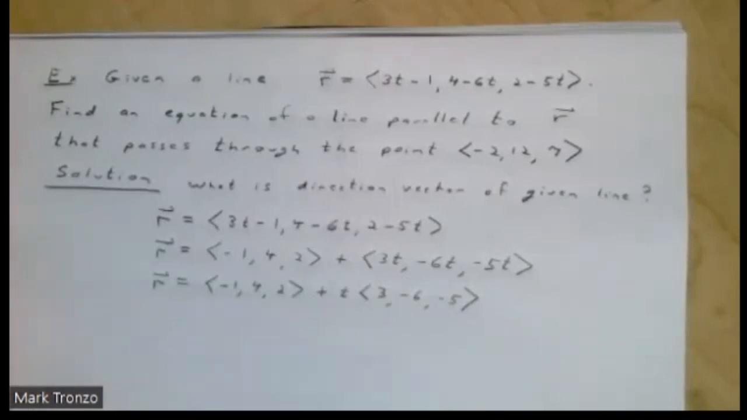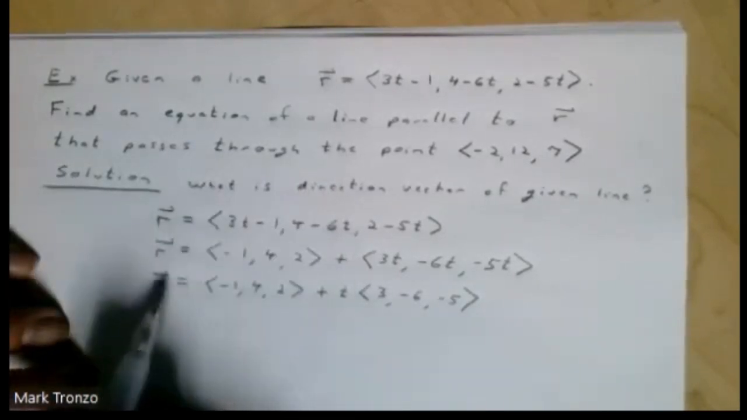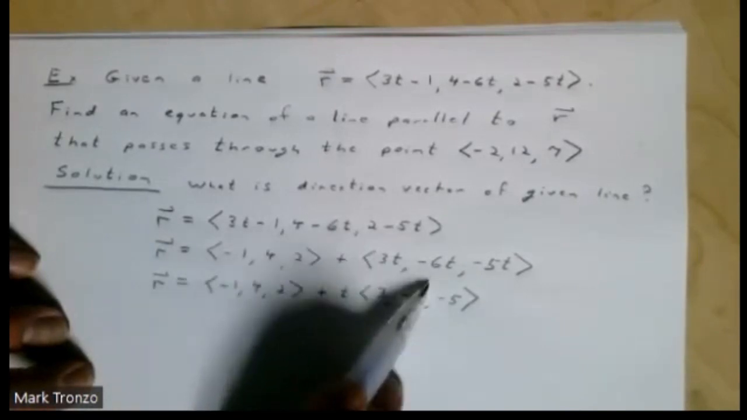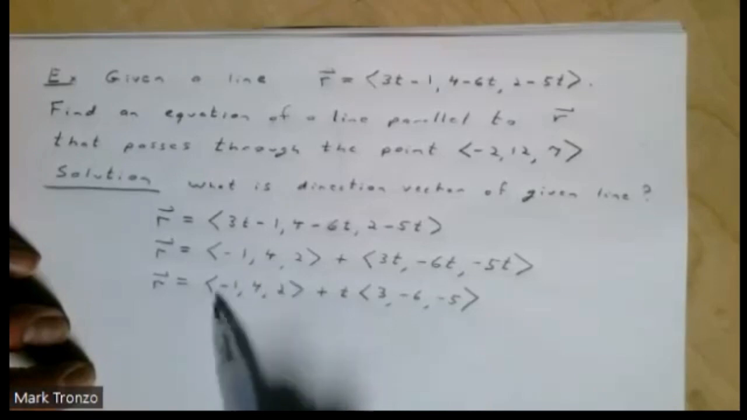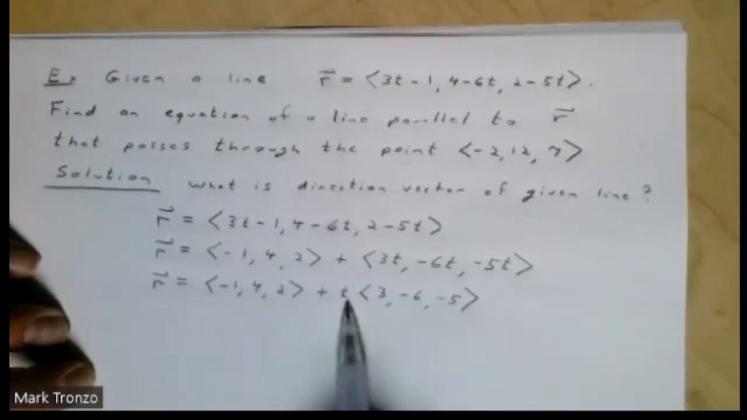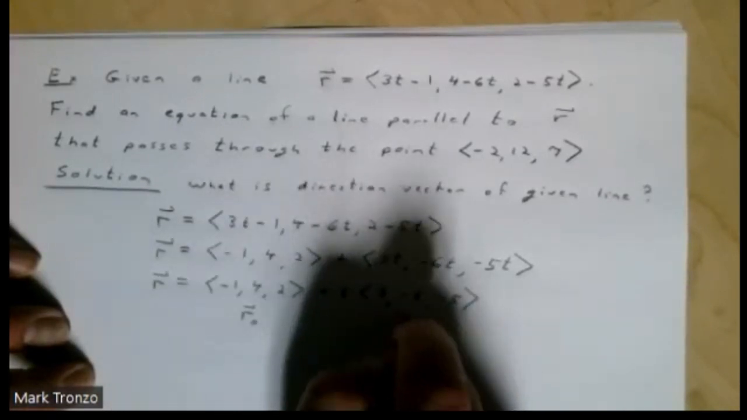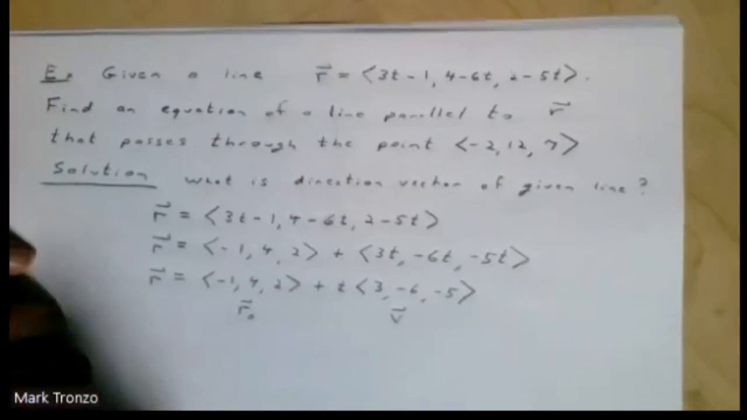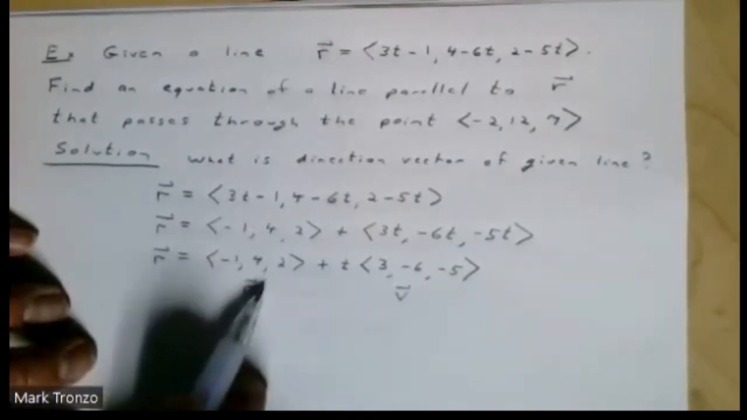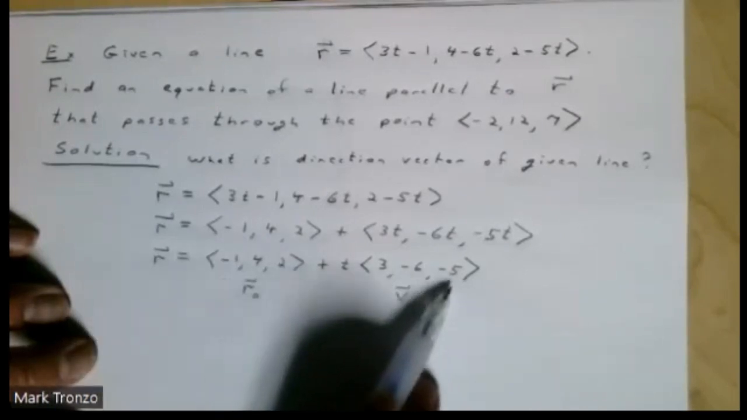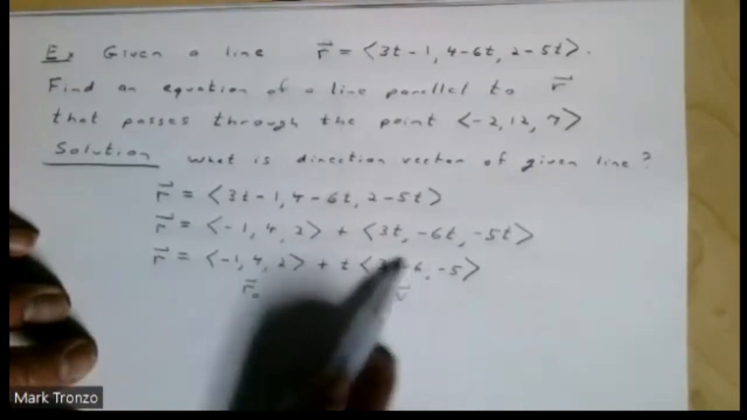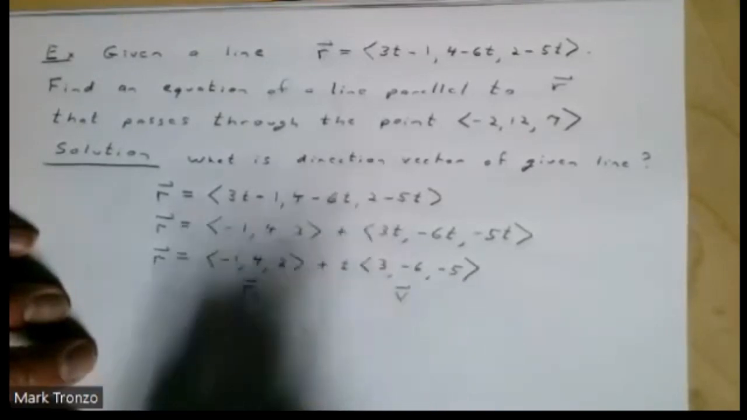And let's say we get something like that. So notice what I did here. I kind of broke the t's apart from the constant. So anything that had t's I put over here, constants over here, factor out the t. Now we have the equation of the line we're used to. This is like your R naught, and this is like your V. And again, remember, it goes through this point, but this isn't necessarily the only R naught that'll work, but this is the only direction vector, or well, one of the few direction vectors that'll work.